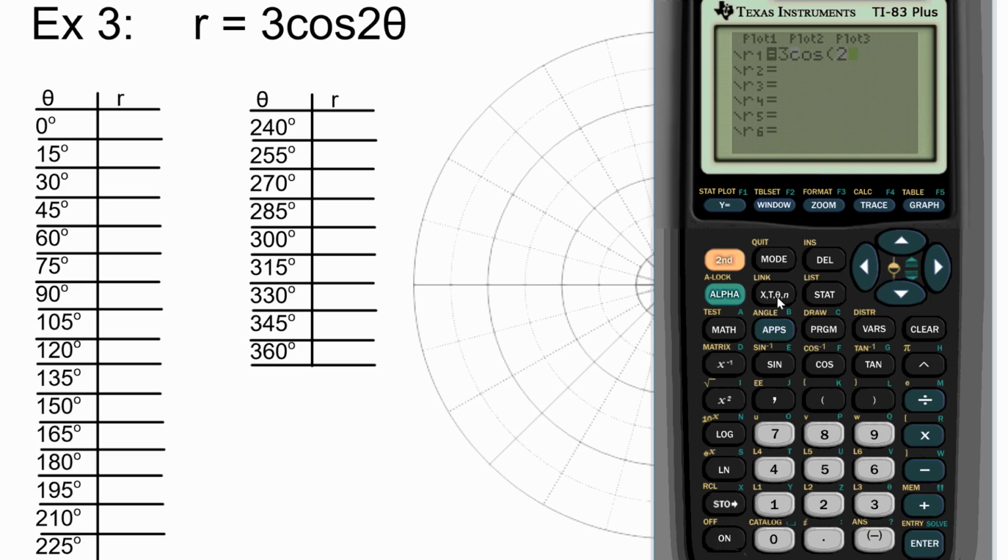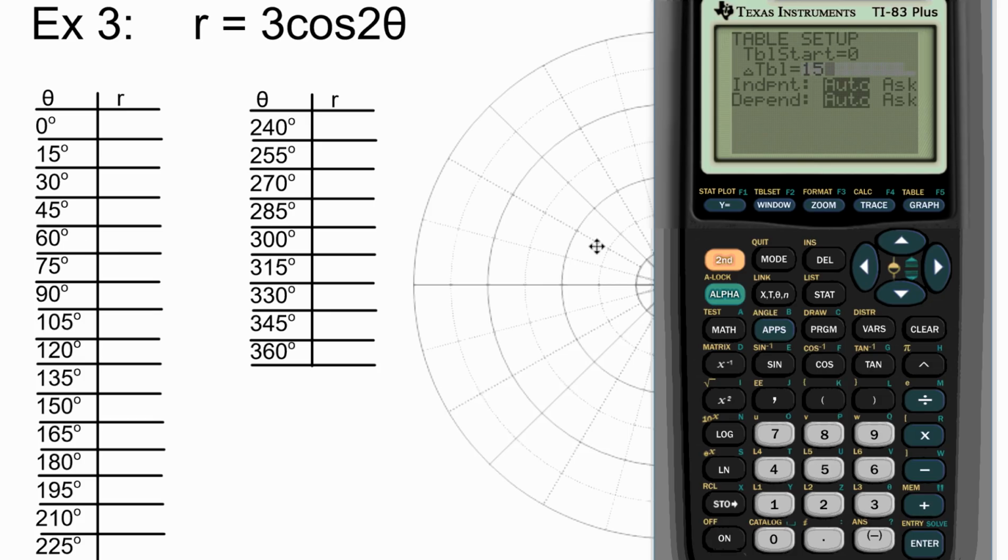And theta is just like the X button on a graphing calculator. It automatically selects the correct letter, depending on what mode you're in. And so what I'm going to do is use the calculator to give me the table, and then I can graph from there. So I'm going to hit second table set, and it looks like I'm starting at 0 degrees, so I'm going to start at 0. And then I'm going to change my delta table, and it looks like I'm going up by 15 degrees each time. So I'm going to say 15.